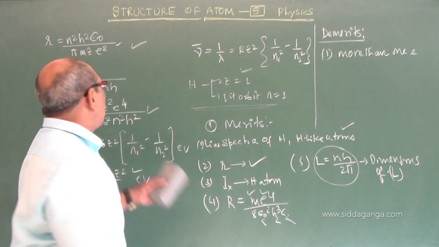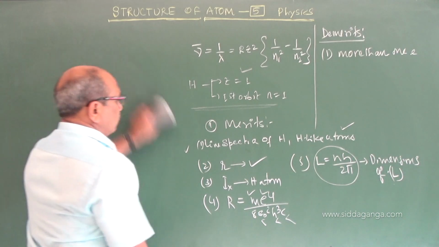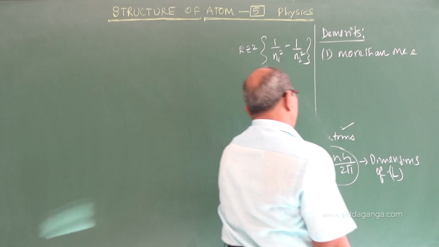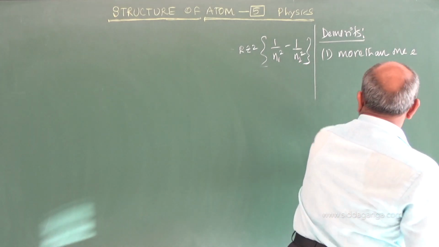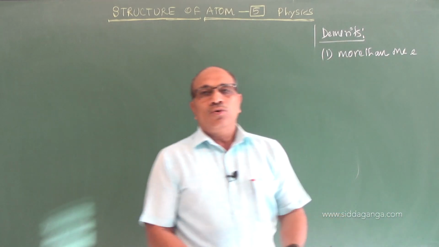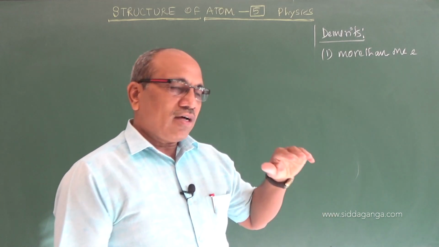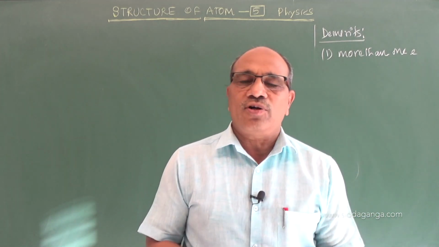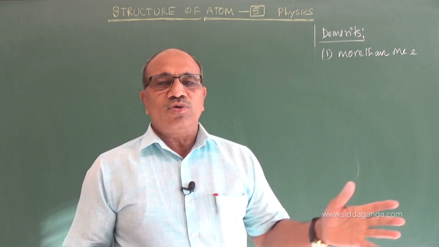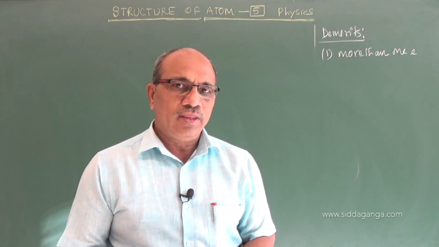There is a deviation observed between the spectral lines observed and those obtained from this theory. That is the demerit. We can apply Bohr's theory only to hydrogen and hydrogen-like atoms. For a multi-electron system, an atom having more than one electron, we cannot apply Bohr's theory.